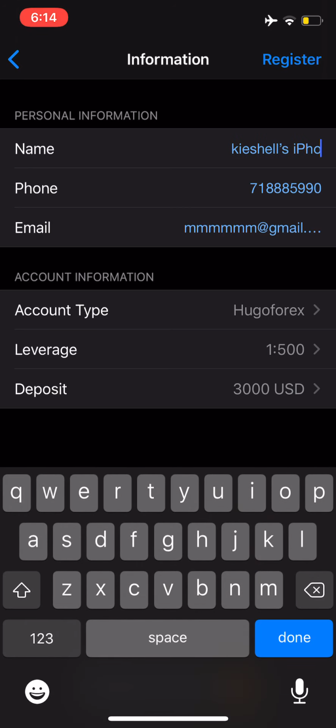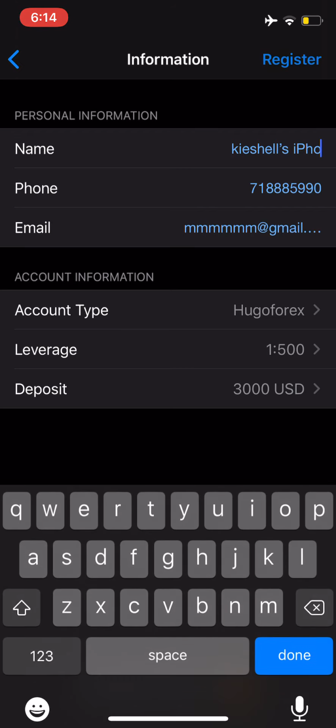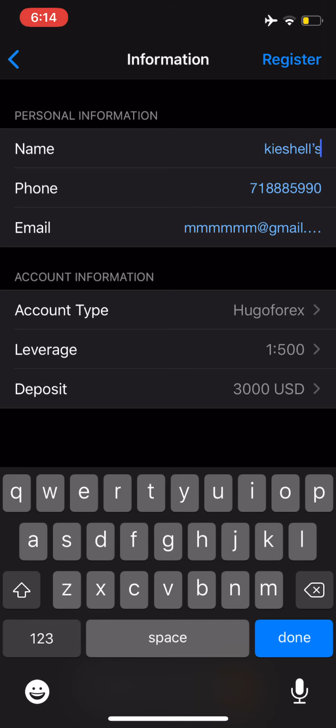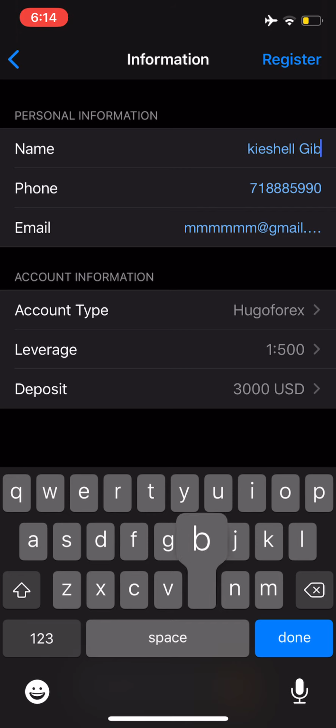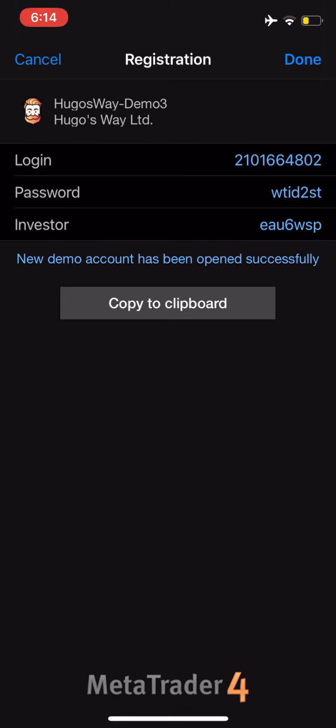Okay, let's see. Let's just put Gibbs. All right. So this is my password and login for my demo account, right? You could screenshot it to save it, or you don't have to, right? That's only if you want to log in on another phone, right?